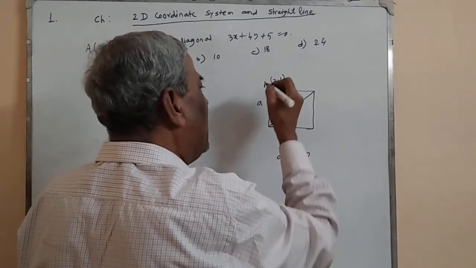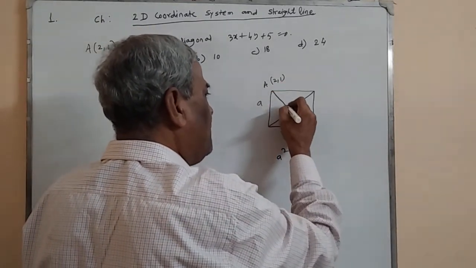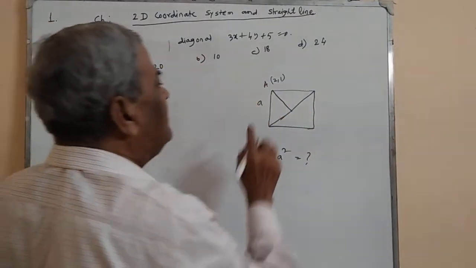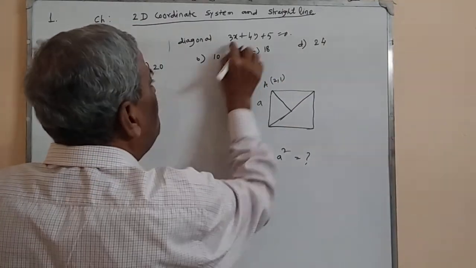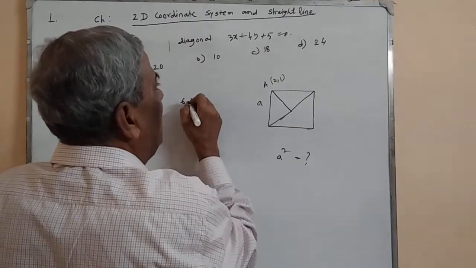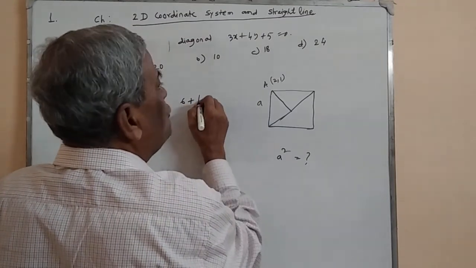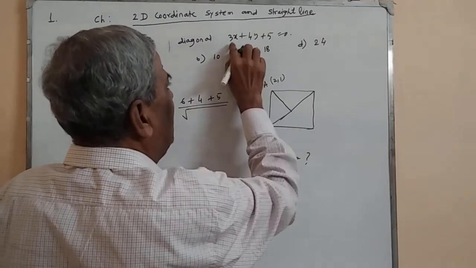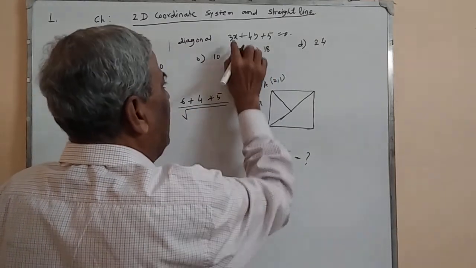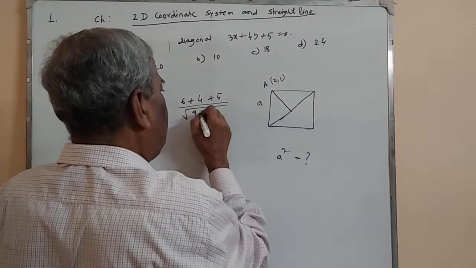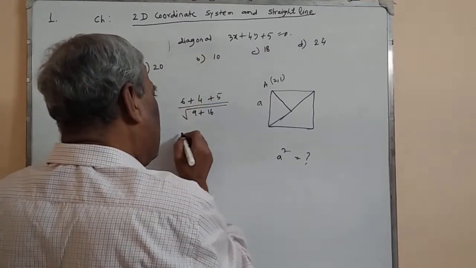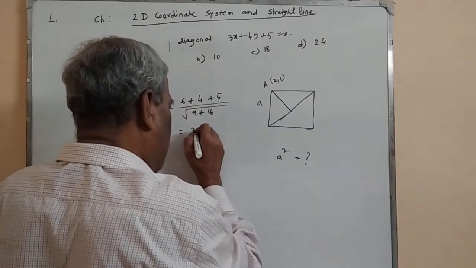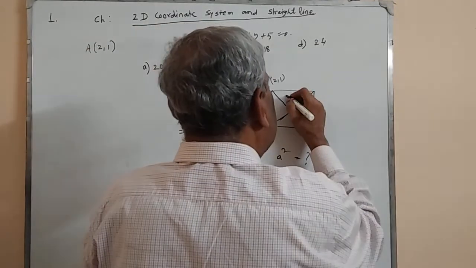Now, a perpendicular is drawn from this point to the given diagonal. Its length is 2 into 3, that is 6, plus 4 into 1, that is 4, plus 5, divided by root over of a square plus b square, that is 9 plus 16. Taking the positive value, 15 by 5, so 3. So this length is 3.